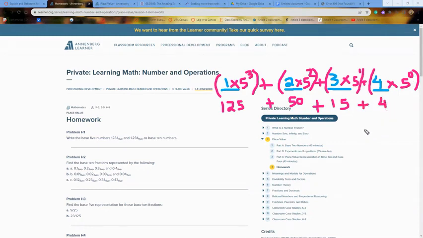Okay. Then I stack all my numbers up: 125, 50, 15, and 4. Those are all my 4 numbers. And then we get 10, 14. This is 2, 5, 7, 8, 9. And then I know my answer for this one is going to be 194. Now we've got to do it a little bit backwards, so in base 10 numbers.